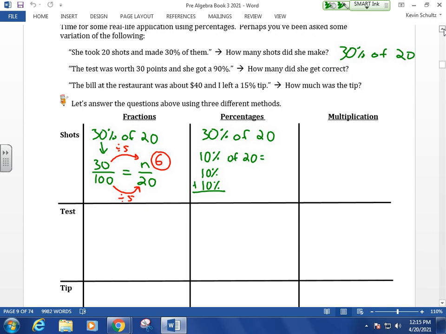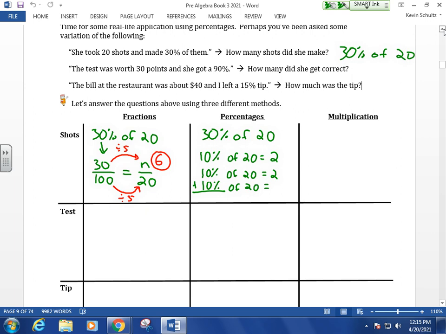Because 10% means kind of like 1/10. So what number goes into 20 10 times? 10% of 20 is 2. So 10% of 20 is 2.